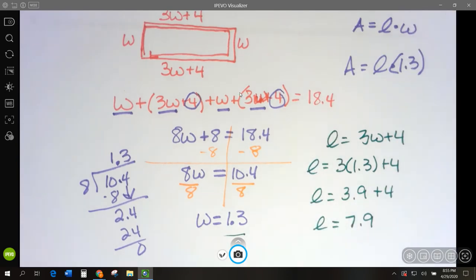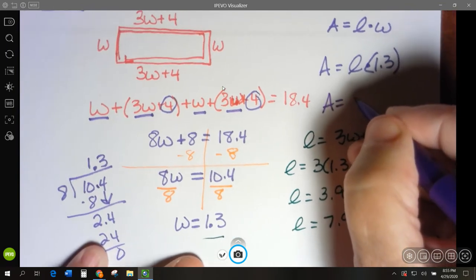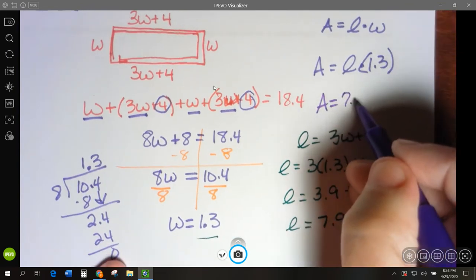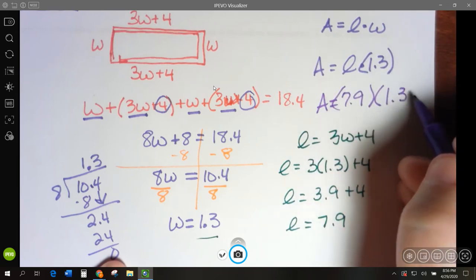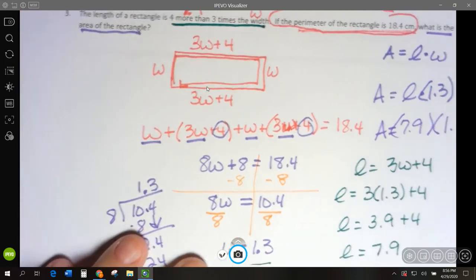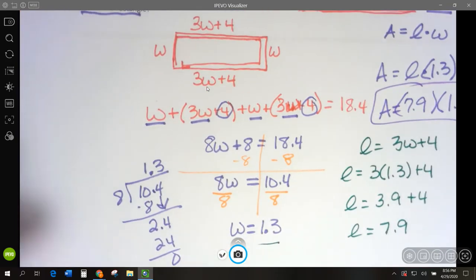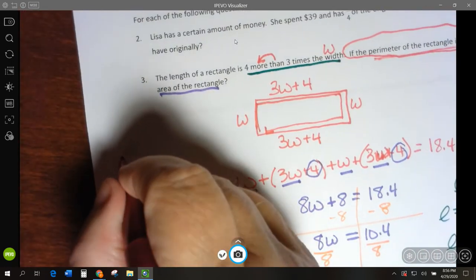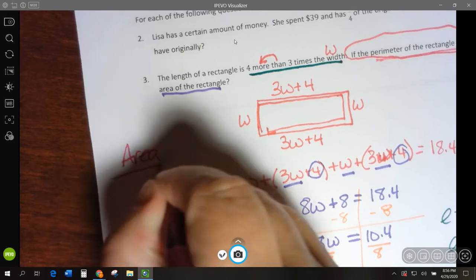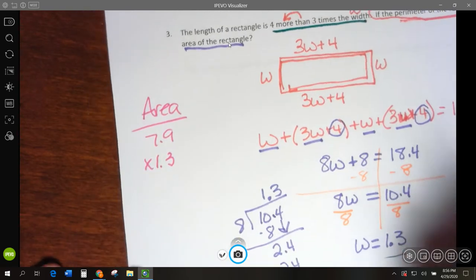So now I know my area will be a length, which is 7.9 times 1.3. Okay, so this is how we're going to find it. So let me come over here where we have a little more space. So area, 7.9 times 1.3.